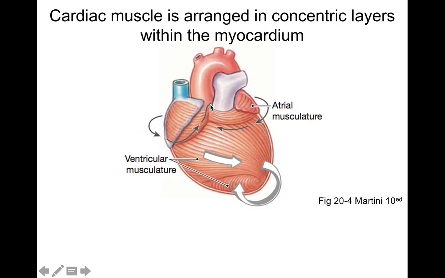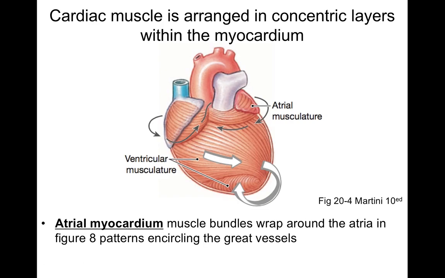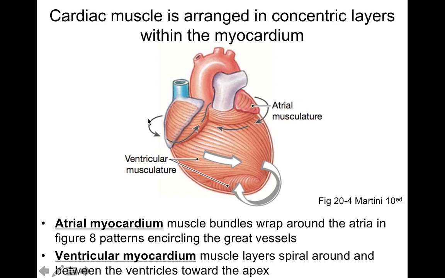Now, the cardiac muscle is arranged in concentric layers within the myocardium. So the atrial myocardium muscle bundles wrap around the atria in a figure 8 arrangement encircling the great vessels. And you can see here in this diagram the muscle bundles wrapping around the atria and the great vessels. The ventricular myocardium muscle layers spiral around and between the ventricles towards the apex. So you can see how these muscle layers are spiraling around. And this is because this arrangement allows the ventricles to eject blood better than if it was just parallel fibers.